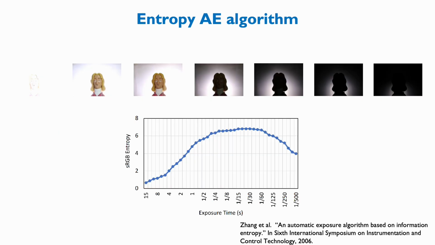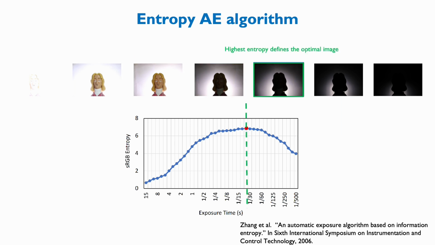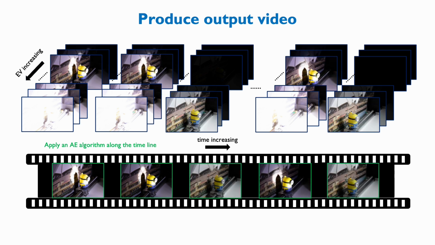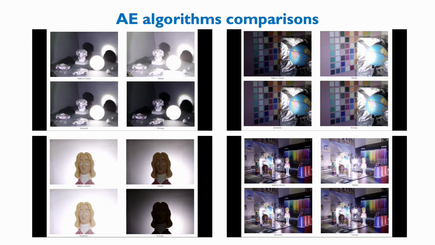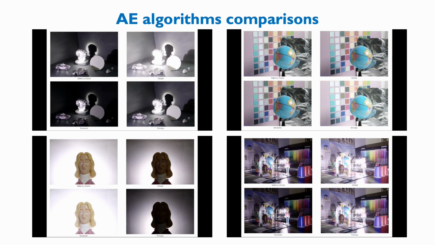The entropy autoexposure algorithm is based on the premise that the best exposed image has the highest entropy in sRGB space. Since we have access to a full exposure stack, we can compute all entropies within the stack. The exposure with the highest entropy is considered optimal by this algorithm. We can simulate videos for each algorithm on our 4D dataset by applying the algorithms at each time step. Here, we show some output samples of these 4 autoexposure algorithms on 4 different scenes.